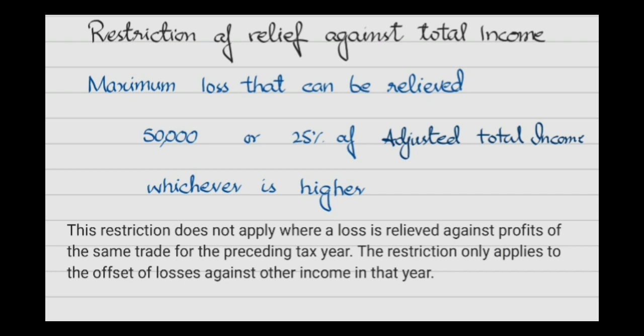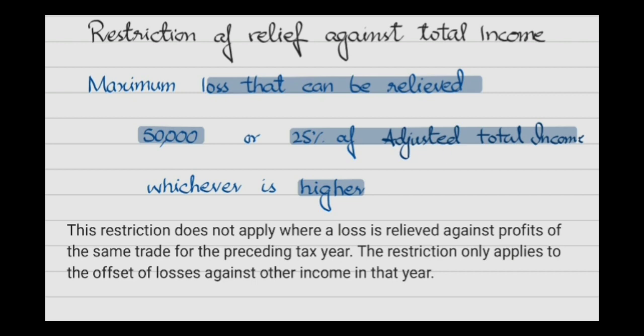The next topic is restriction of relief against total income. The maximum loss that can be relieved is 50,000 or 25% of adjusted total income, whichever is higher. So if you have an adjusted total income of up to 2 lakh, then 50,000 is the maximum loss that can be relieved. And if your adjusted total income is in excess of 2 lakh, then 25% of adjusted total income will be the maximum loss that can be relieved.